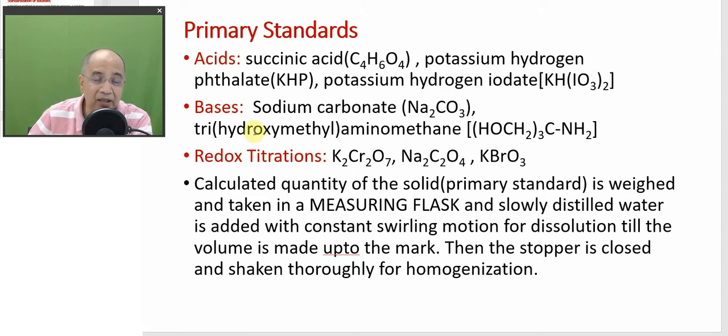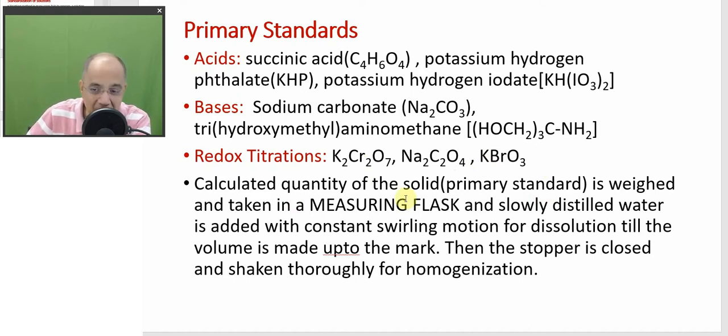The primary standards for bases are sodium carbonate or a very huge organic compound, hydroxymethyl aminomethane. Forget about it. That is another primary base standard. Then for redox titration, potassium dichromate is a primary standard. The primary standards are also sometimes called wet standards, right? Potassium dichromate as an oxidant, sodium oxalate as a reductant, potassium bromate also as an oxidant, right?